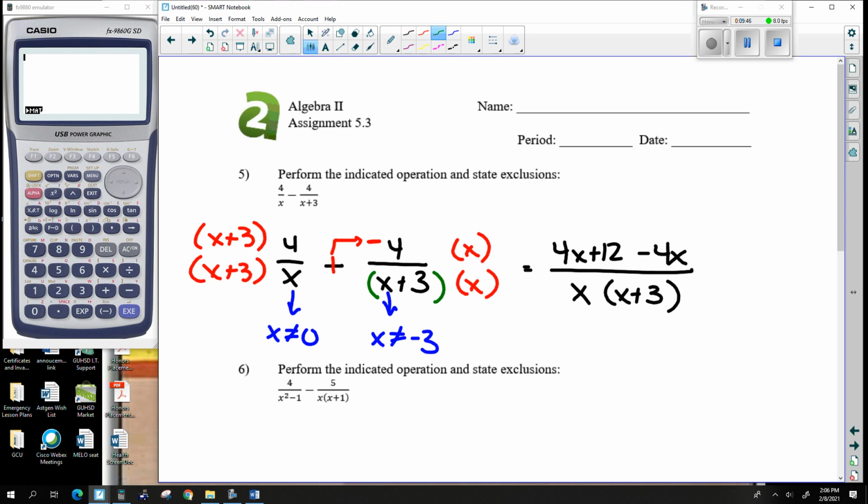Do a little bit of math with this numerator. And so 4x minus 4x is 0. And so I'm left with 12 over x plus 3.